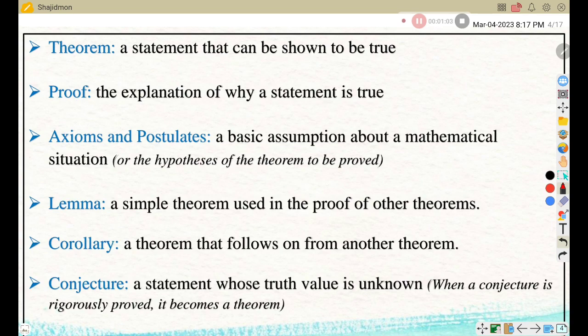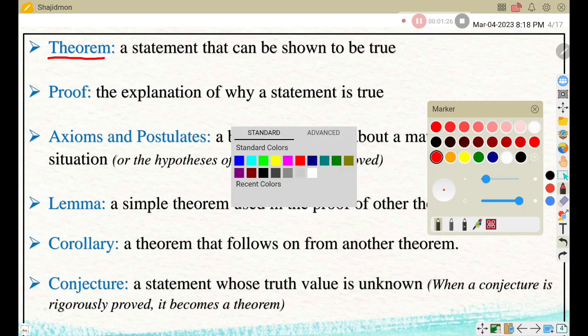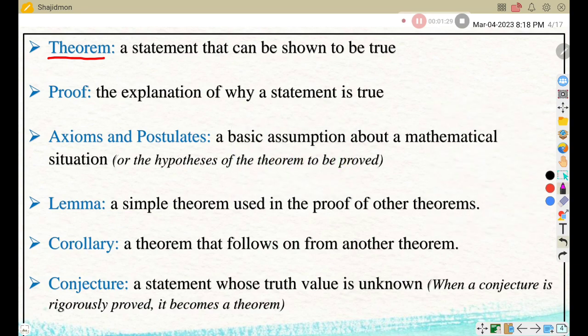Before starting the methods, let's see what terms we are using here. Some small definitions for your understanding. First, theorem. What is the meaning of theorem? A theorem is a statement that can be shown to be true. It is a true statement that we can prove. That statement will always be true, and we can prove it. We call such a statement a theorem.